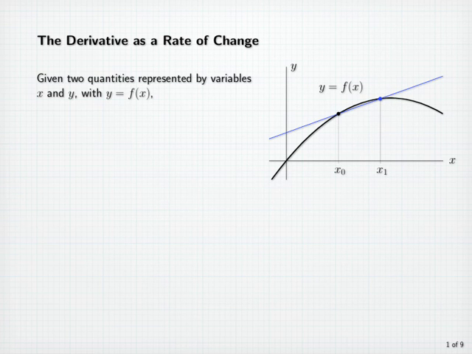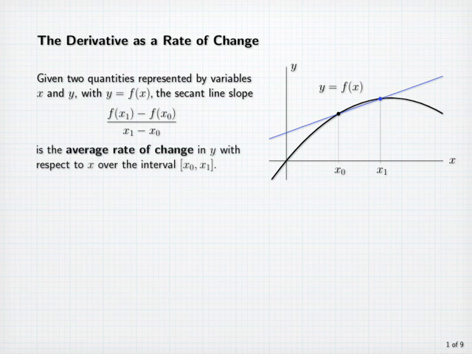Given two quantities represented by variables x and y, with y equals f of x, the secant line slope, f of x1 minus f of x0 divided by x1 minus x0, is the average rate of change in y with respect to x over the interval x0 to x1.